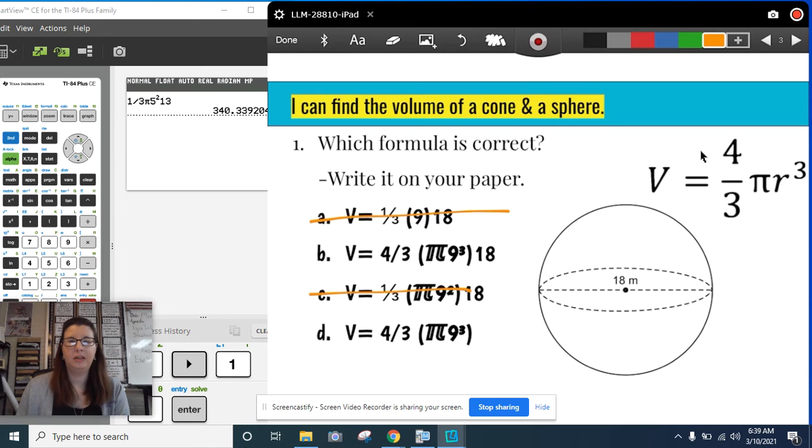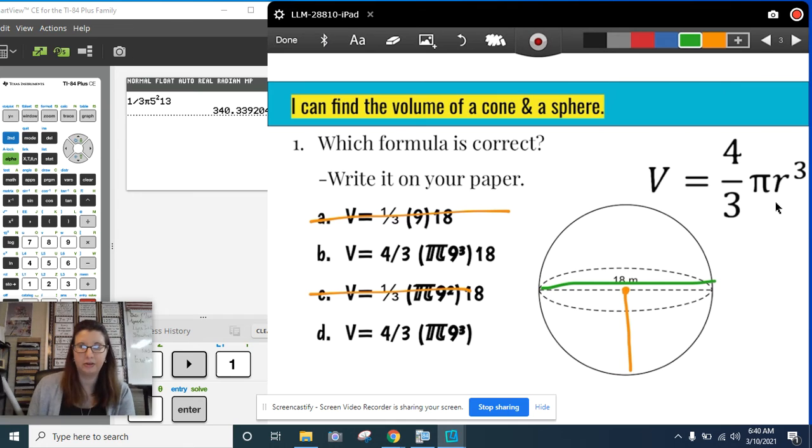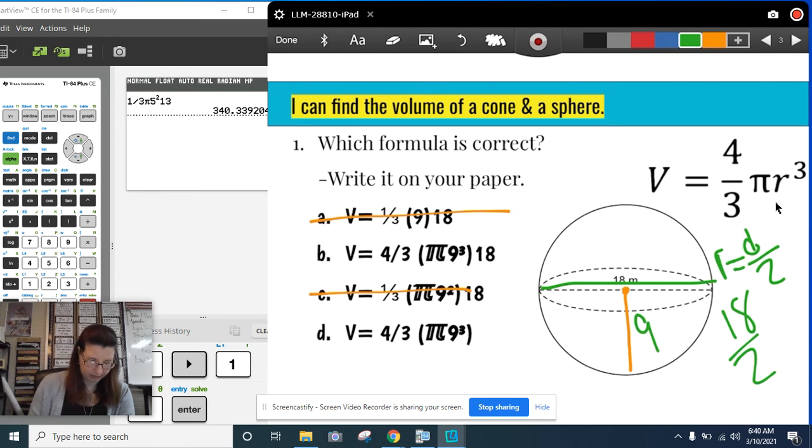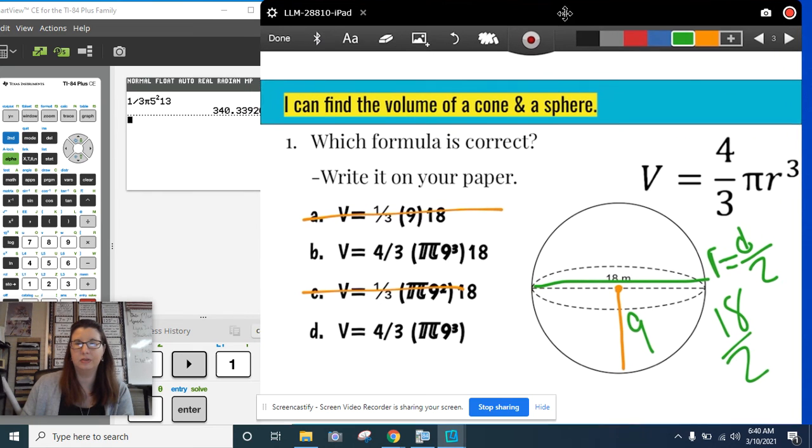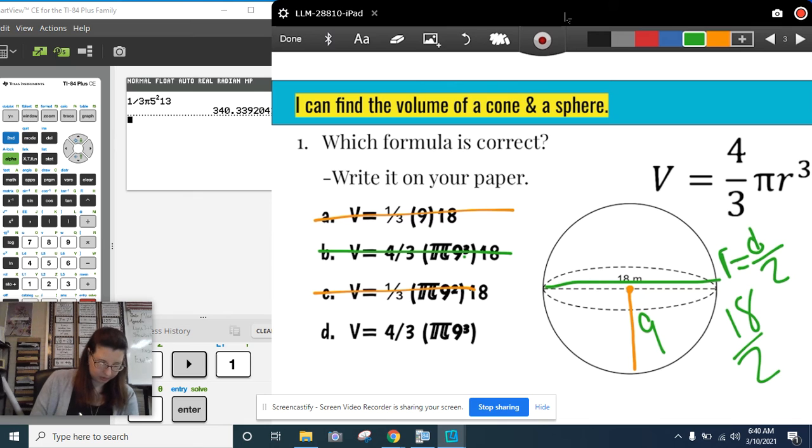Now, I'm going to fill in the pieces. 4/3, 4/3, pi. And now I have this radius. What is our radius? Our radius is from the center to the bottom. Now, anytime you see a line that goes all the way across your circle from one side to the other, that's your diameter. And your radius is equal to your diameter divided by 2. So if I look at 18 divided by 2, that gives me 9. I know my radius is 9. So 9 squared, 9 squared. Now, there is nothing else to this formula. So this one's not correct, and this is.